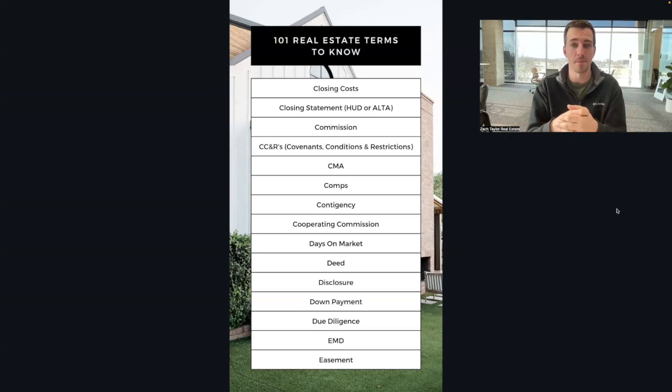That's the closing statement. Commission. So this is how the majority of real estate agents get paid. We are not W-2 employees. We are 1099 contractors. So when a deal closes, we make a commission.